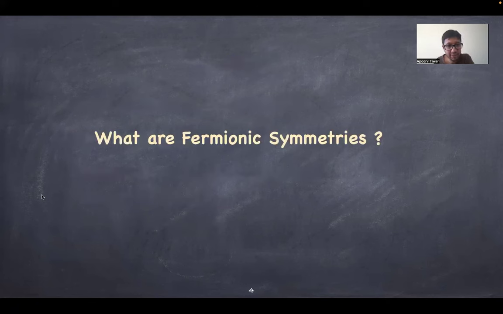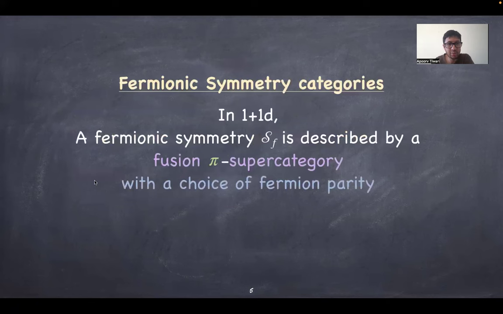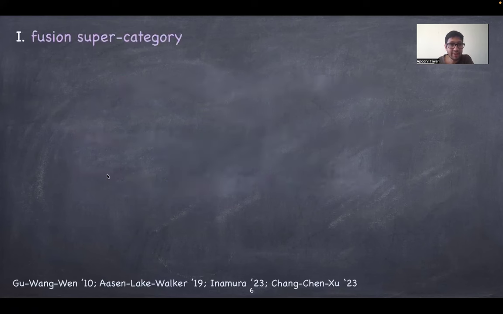So what are fermionic symmetries? In 1+1D, a fermionic symmetry, here denoted as SF, is described by a fusion pi supercategory with a choice of fermion parity. So there are three layers of structure here in these three colors. The first is a fusion supercategory. Second is a pi structure. And the third is a choice of fermion parity. So let me one by one describe these three things.